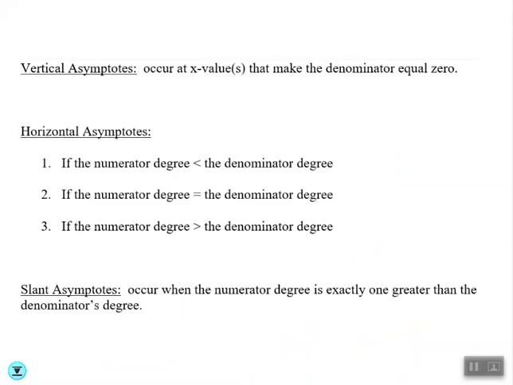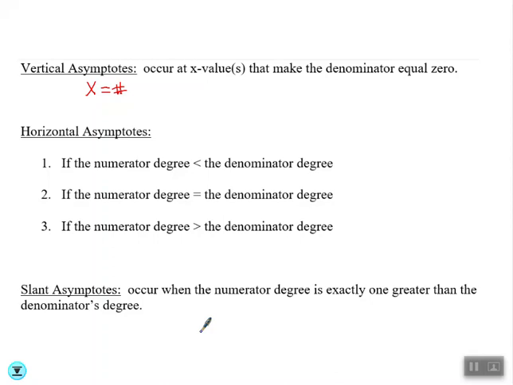Now, let's take a look at the official rules for asymptotes. Vertical asymptotes occur at x values that make the denominator 0. So to find these, you want to make the denominator equal to 0 and solve for x. Your vertical asymptotes are equations of vertical lines, so they will be x equals a number. Horizontal asymptotes are the tricky ones. You have several different rules. It depends on the degree of the numerator and denominator. Remember that the degree is the highest exponent.